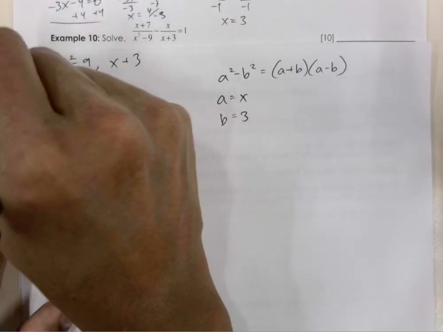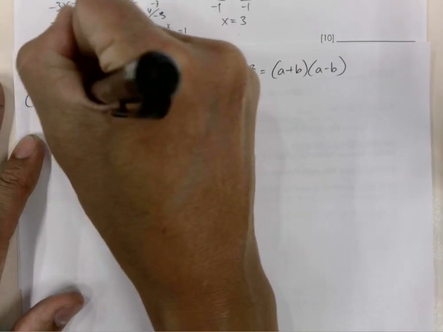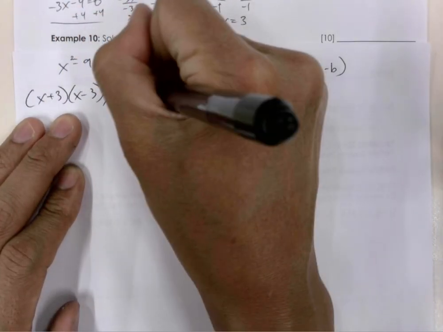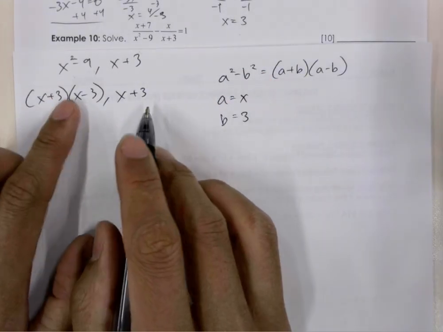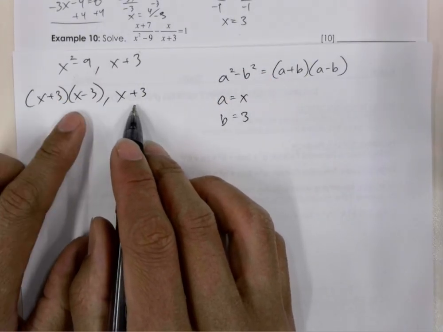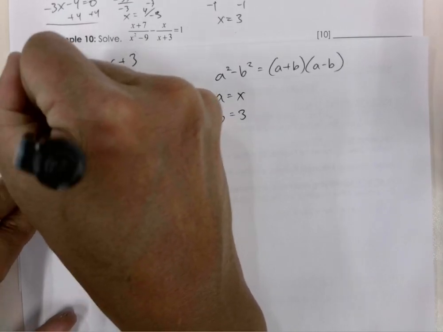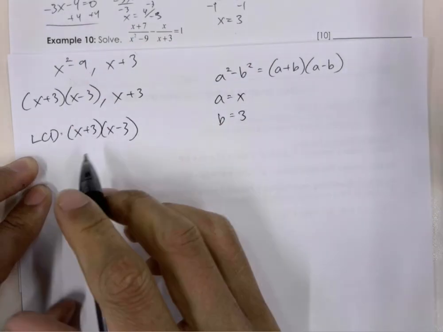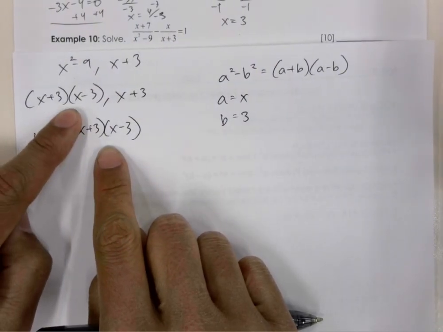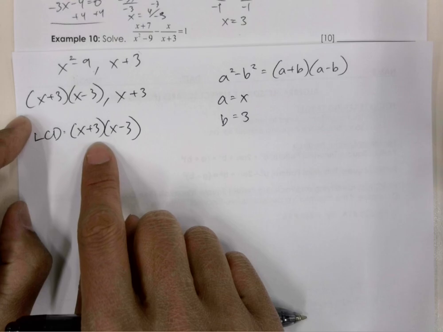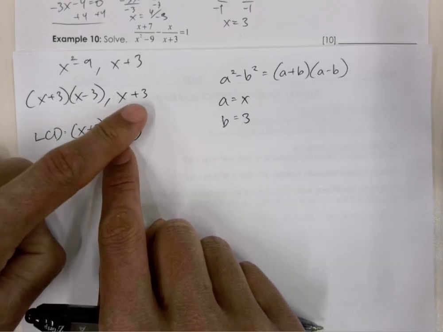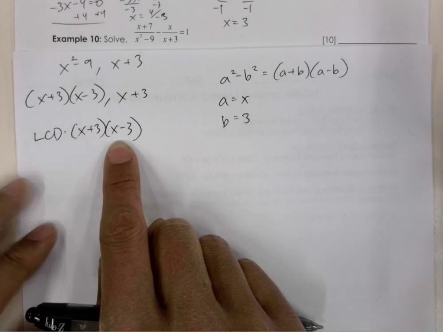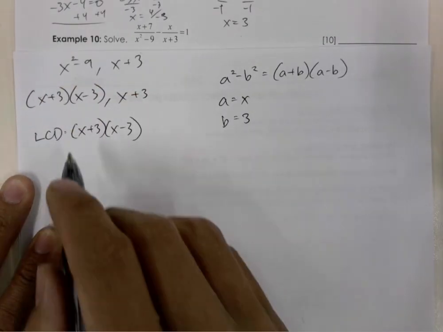So we'll have x plus 3 times x minus 3 as one of the denominators, and the second denominator is x plus 3. So looking at these two denominators, we can clearly see that the LCD is x plus 3 times x minus 3. Right? Why? Because this denominator is found in the LCD as a factor. It's the entire LCD. And this denominator is also here as a factor of the LCD. Right? So it's both here. So we have our LCD.